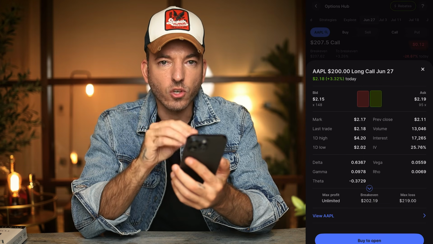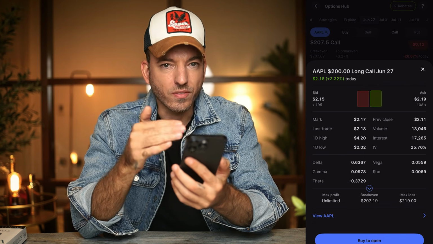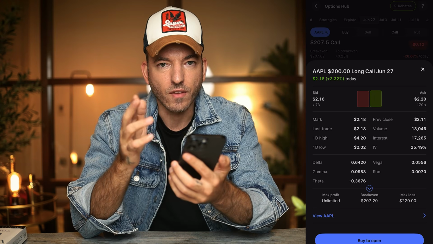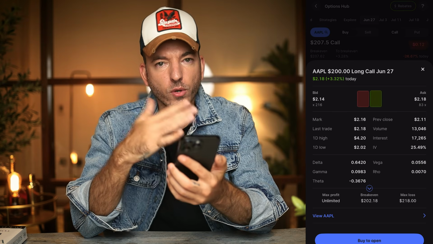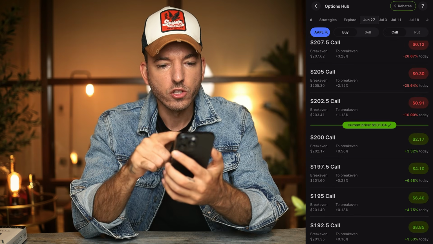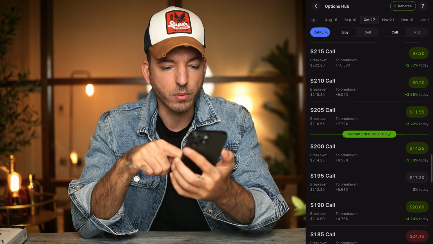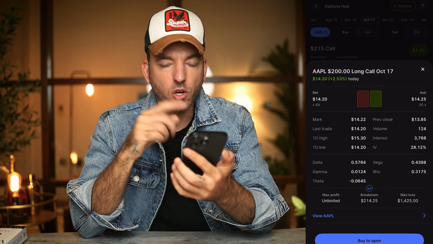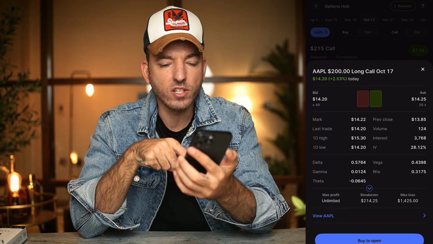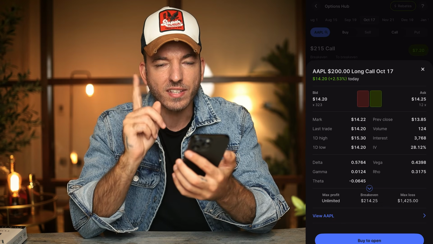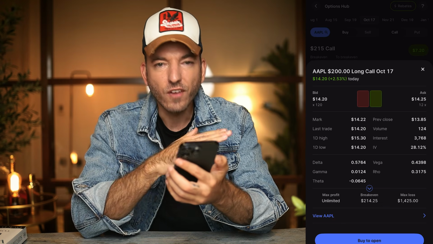Now, the reason this is so high compared to the price of the contract is because we have an expiration date of June 27th, so that is this week. If you were to go further out, let's go to October, for example, and we go to the $200 calls, the same one. You can see that theta is just negative 0.06, so only 6 cents are going to be taken off the contract every day if nothing changes.